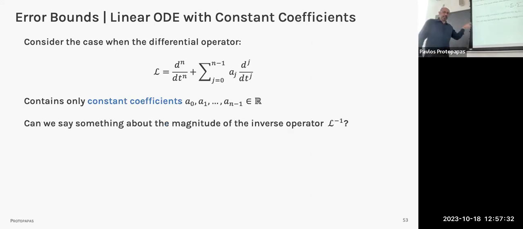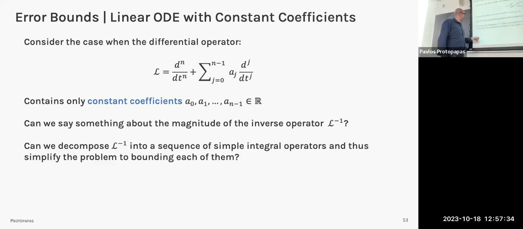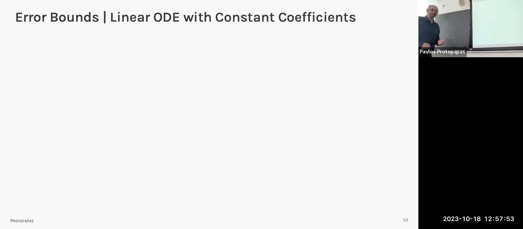So the question is, how do we invert this thing? If we can decompose this into a sequence of small, simple integral operators, and then I can invert each one of them, then I'm free. So how do we do that? We've all done it at some point in high school: characteristic polynomials. Let me explain.